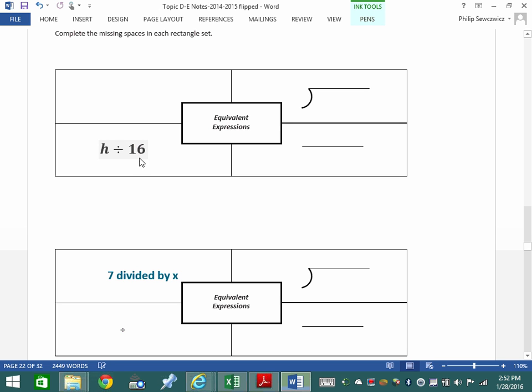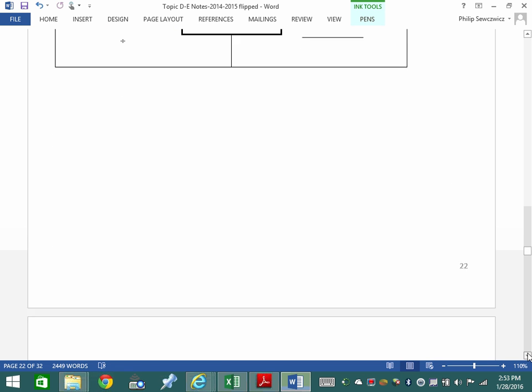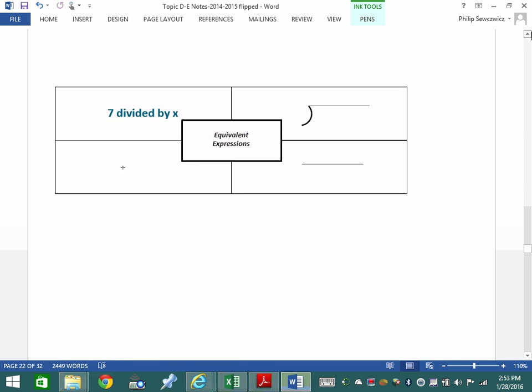Okay, so h divided by 16. Did you put your 16 in the denominator, the h up in the numerator? We could say h divided by 16. And when we do the long division method, since you're dividing by the 16, the 16 goes on the outside, and the h would go on the inside. Let's go to the next one. Oh, there's more. The good ones are coming up here.